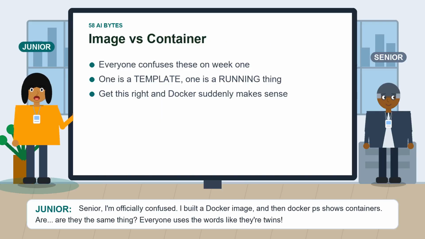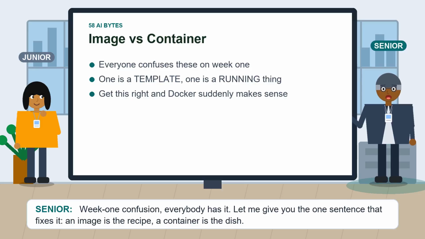Senior, I'm officially confused. I built a Docker image, and then docker ps shows containers. Are they the same thing? Everyone uses the words like they're twins. Week 1 confusion, everybody has it. Let me give you the one sentence that fixes it. An image is the recipe, a container is the dish.